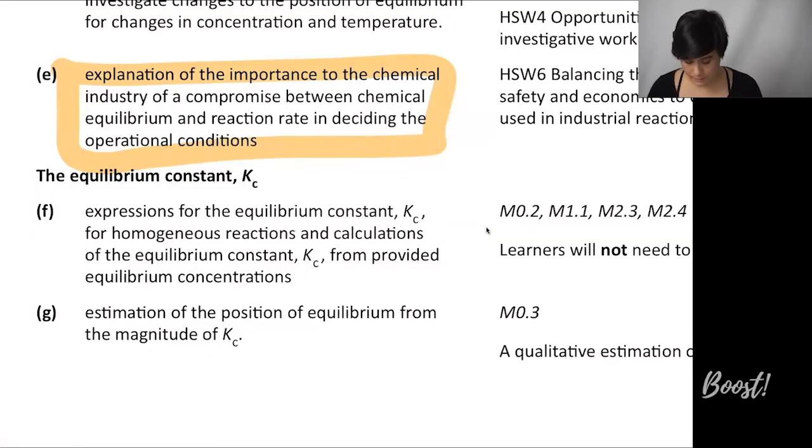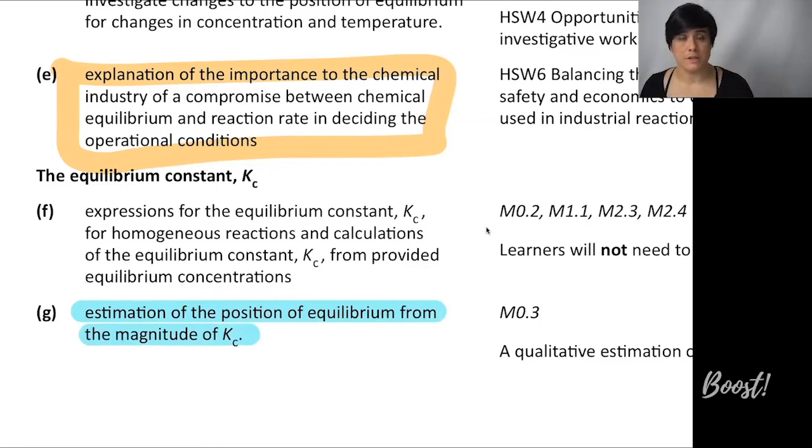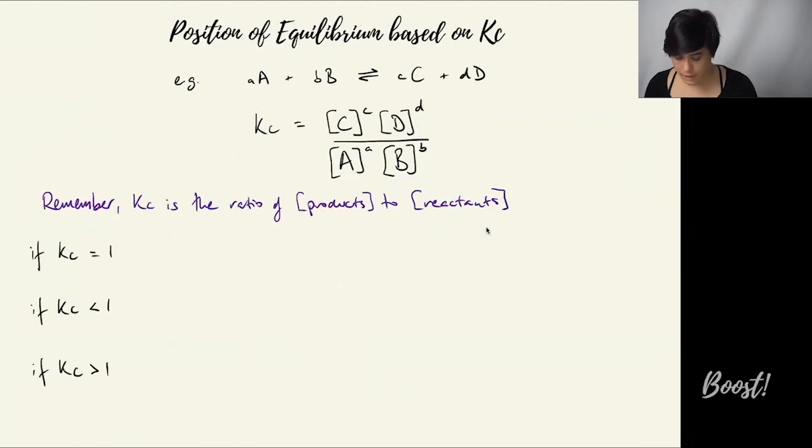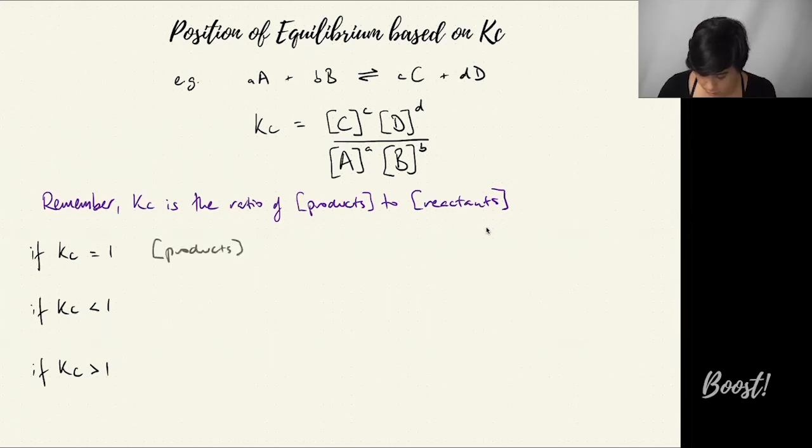But we also need to be able to estimate the position of equilibrium from the magnitude of Kc. So this means using the value, the number that Kc is, to estimate whether the position of equilibrium is shifted towards the right or the left. So here we've got the same kind of generic equation described. As I said on the previous slide, if Kc equals 1, then the concentration of products equals the concentration of reactants.